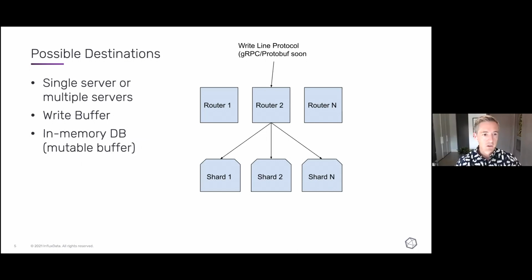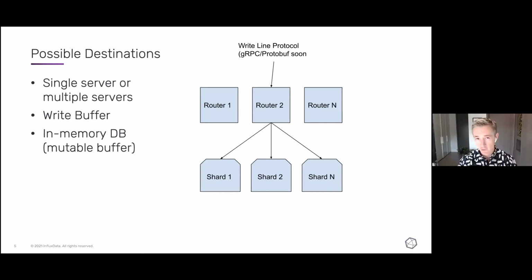So now we'll get into basically the shard layer. When the router sends an entry to the shard, it can be to one of multiple destinations. It could be different destination types. That shard could be represented by a single server. It could be multiple servers that store that shard.